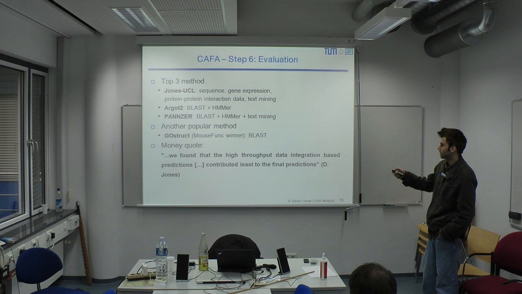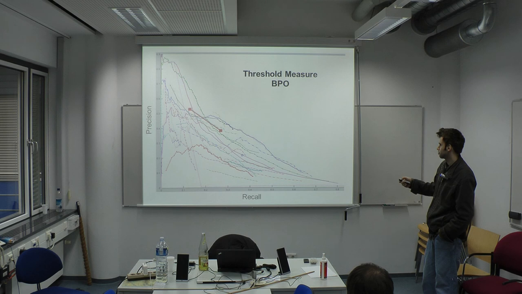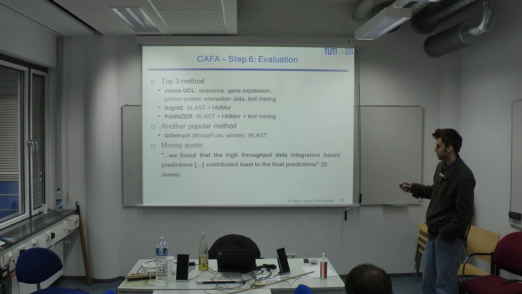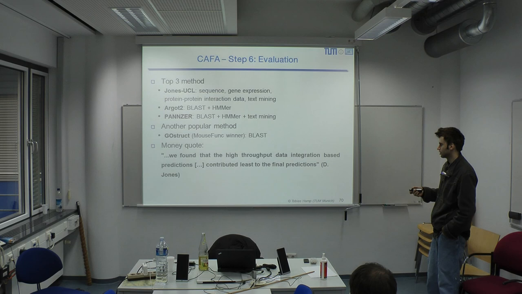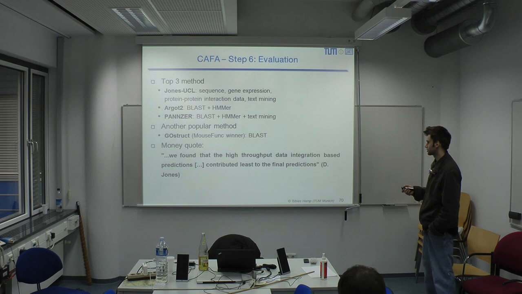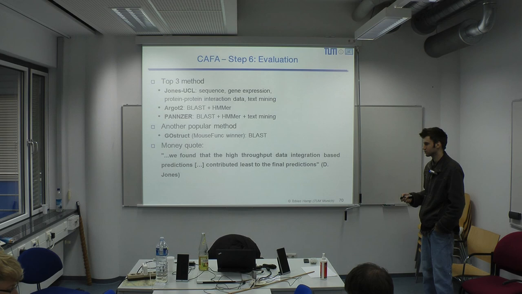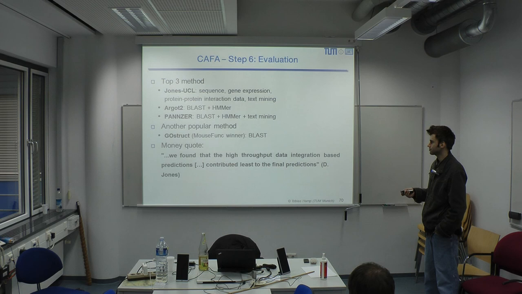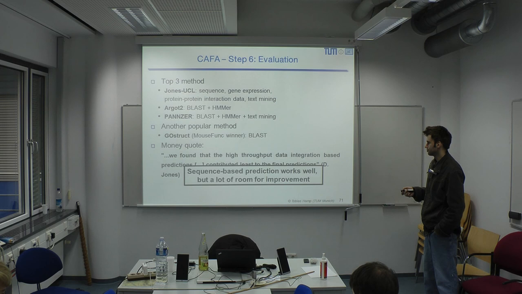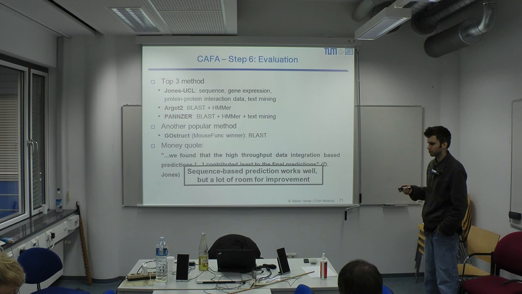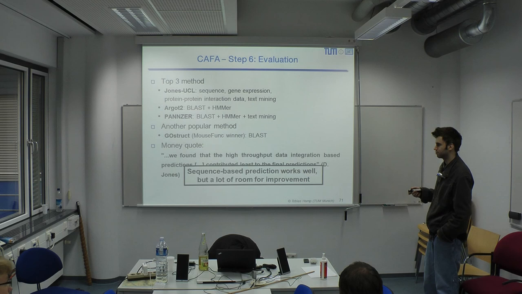And the most striking quote came from the top performing method, so Jones UCL, which is this blue one here, I believe. That high throughput data like models of the structures of proteins, gene expression, large scale interaction scans, really did not contribute a lot to the functional prediction, but it was really the sequences that made the difference. The assessors in the end then tried to come up with some sort of consensus method, and this consensus method performed quite a lot better than all the methods individually, indicating a large room for improvement.